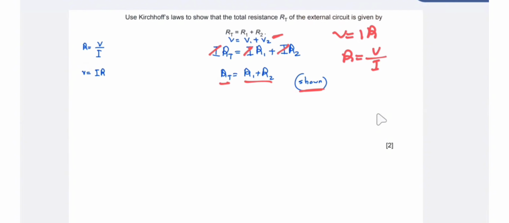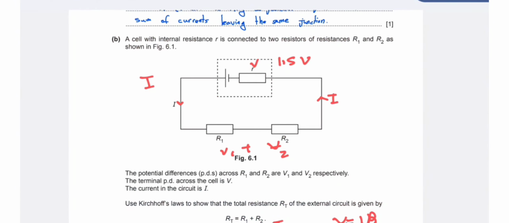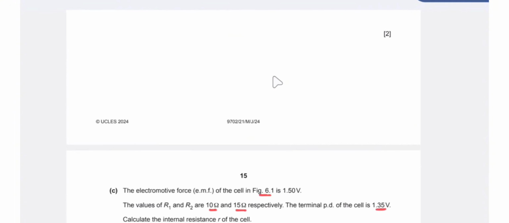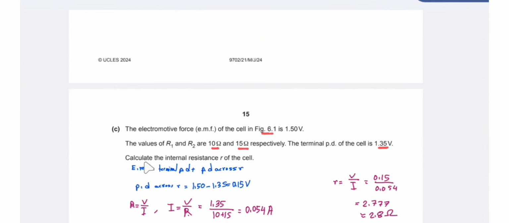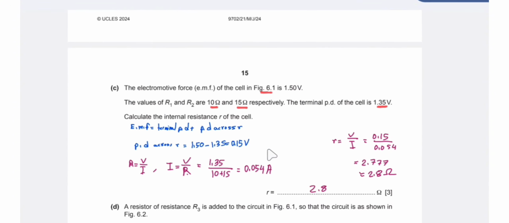And what is terminal potential difference? I have discussed that the terminal potential difference is the potential difference across the terminals of the cell. So this is the cell, and the terminal potential difference is given, that is 1.35 volt. Calculate the internal resistance of the cell.